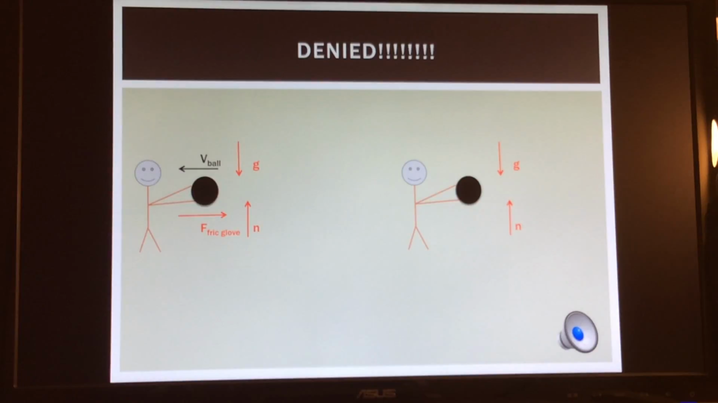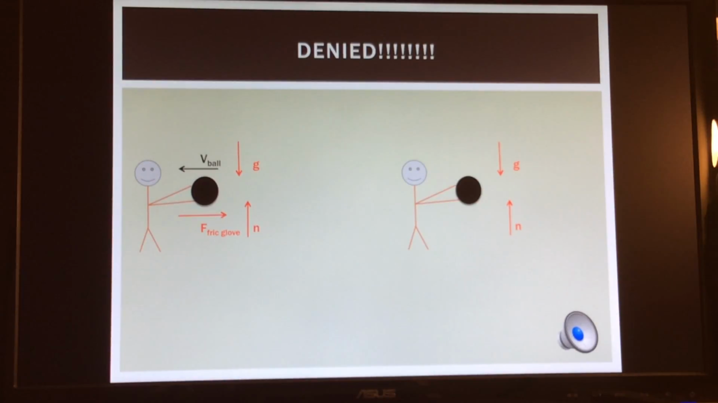At this point, the ball has a velocity in the direction of the way that it is moving, which is toward the goalie. And there is gravity, and the normal force acting on the ball would be his hand. There is also the force of friction against the motion or the velocity, and that's the friction of his glove.